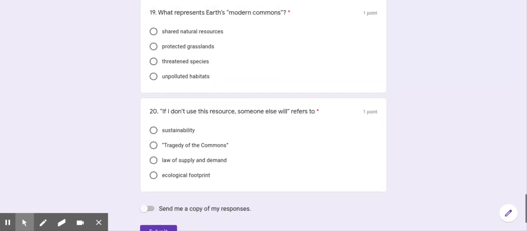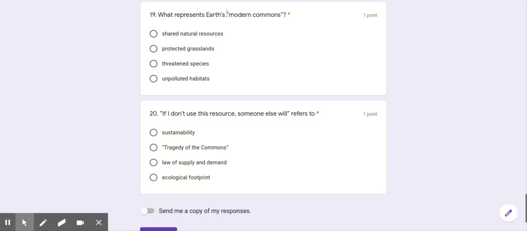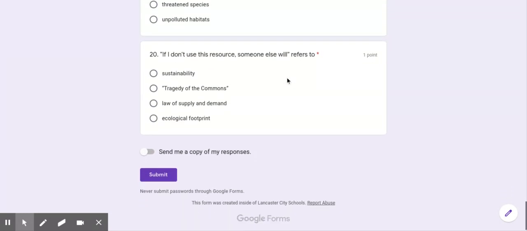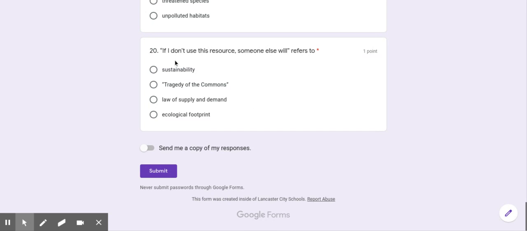Number 19. What represents Earth's modern commons? Shared natural resources, protected grasslands, threatened species, unpolluted habitats. And the last question, number 20. If I don't use this resource, someone else will, refers to sustainability, tragedy of the commons, law of supply and demand, or ecological footprint.